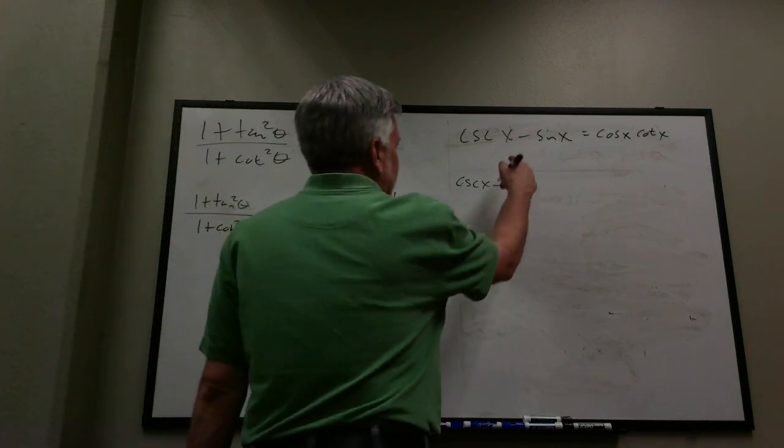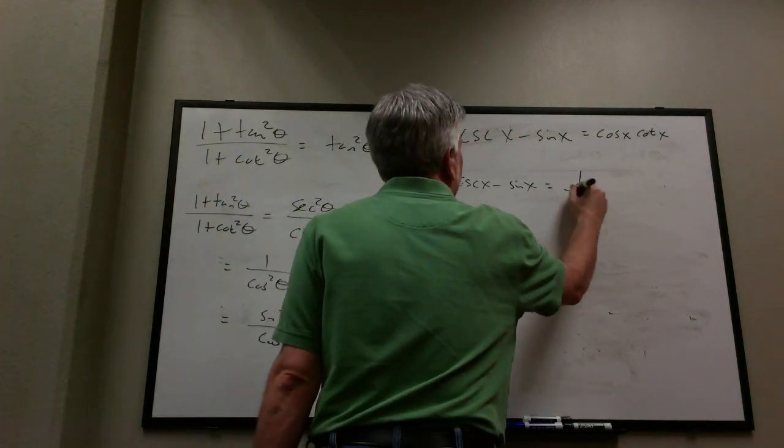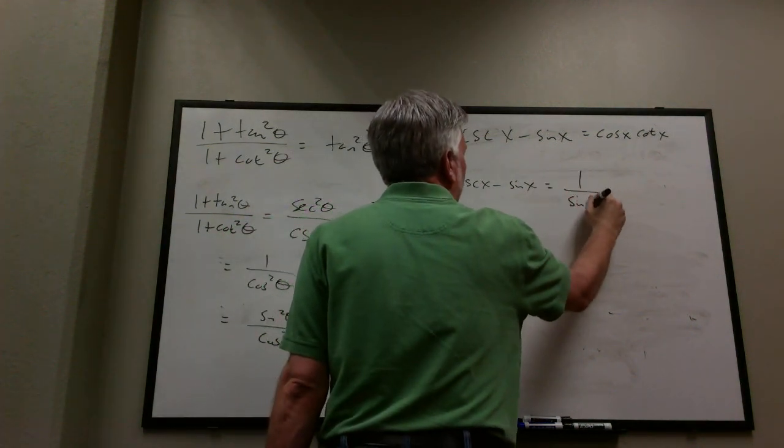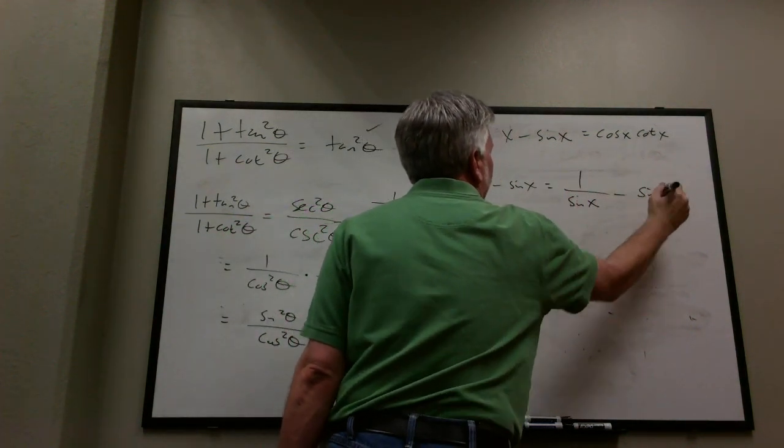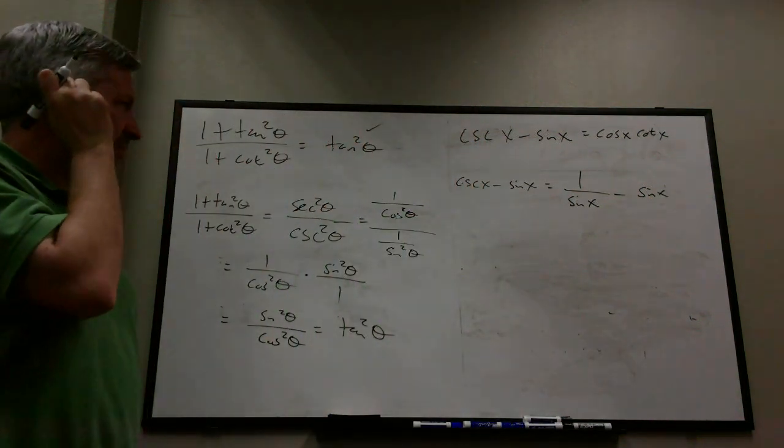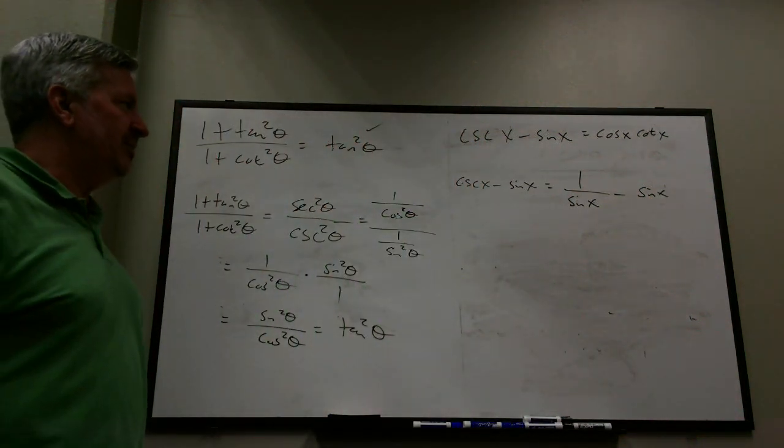Okay, so I'm starting with the left. Let me rewrite cosecant in terms of sine. That's 1 over sine minus sine. So now I only have one trig function to mess with.